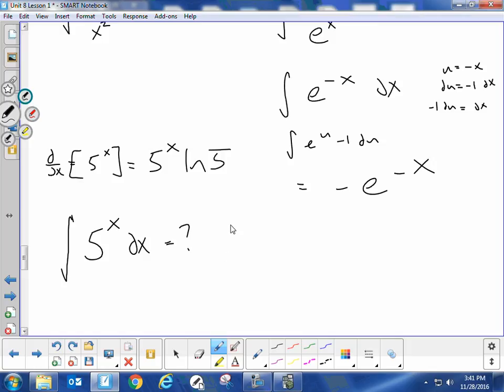What do you think the antiderivative of 5 to the x is then? I'll tell you, it's not just 5 to the x. What else do I need?